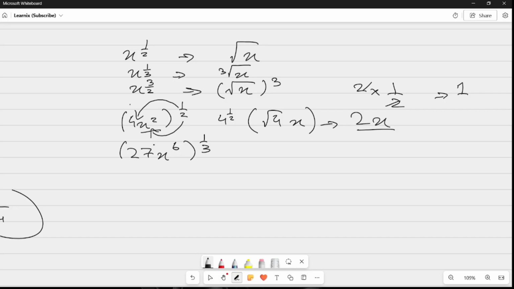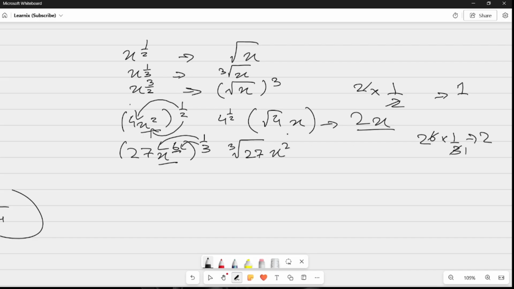Same thing though, okay? 27 to the power of 1 over 3. What does the power of 1 over 3 mean? Right, cube root, right? 27 cube root, okay? And then we have x to the power of 6. Same thing, 6 multiplied by 1 over 3, right? So x, 6 times 1 over 3. Let's do it here. 6 times 1 over 3, right? This becomes 1, this becomes 2. Our answer is 2, right?